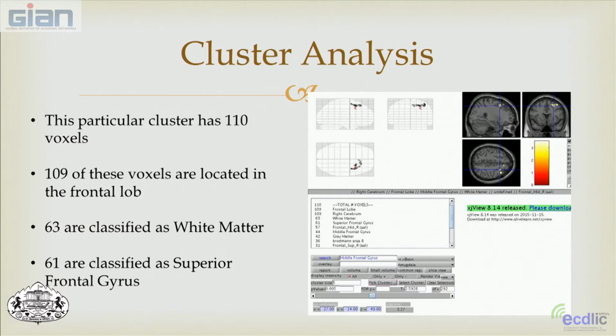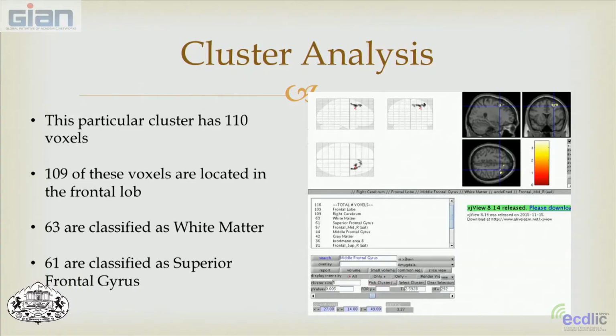It's telling you that 63 of these are classified as white matter, and that 61 of these are in the superior frontal gyrus. So again, XJView, based on the coordinates and prior information, will try to tell you where in the brain you're located or where your clusters are located. So that's also a benefit of putting your brain in a normalized space. These programs have the prior information about where the space is and what structures you'll see at that coordinate location.